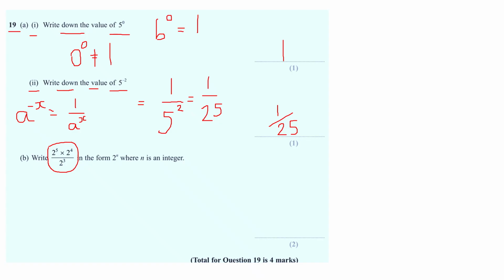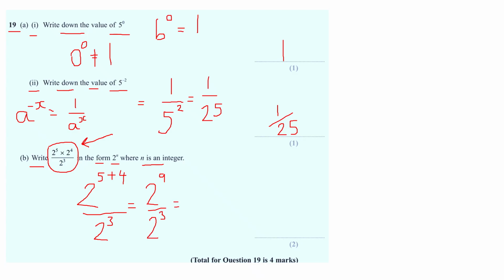Okay, next up, part (b), write 2 to the power of 5 times 2 to the power of 4, all over 2 cubed, in the form 2 to the power of n, or 2 to the n, where n is an integer. So I'm going to simplify my numerator first, on the top part of my fraction. So when I'm multiplying with the same base, using my index laws, I'm going to add my powers, my indices, my exponents. So we have 5 plus 4, 5 add 4 is 9. So we have 2 to the power of 9 on the top, and we're dividing it by 2 cubed, or 2 to the power of 3.